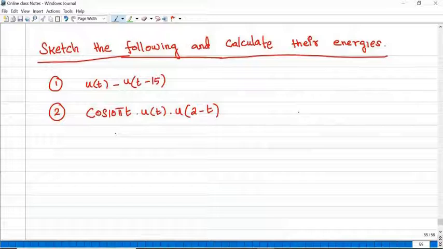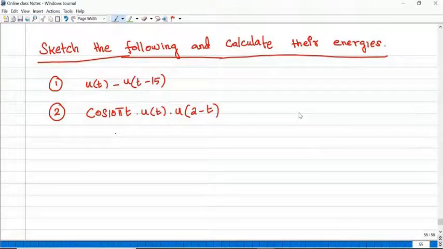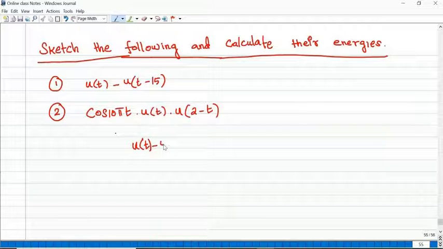So next one: sketch the following and calculate their energies. In the problem itself, they have asked to solve energy only. And also we need to sketch the signal properly to identify the integration limit. Okay. So problem number 1: u of t minus u of t minus 15. How to sketch the signal?